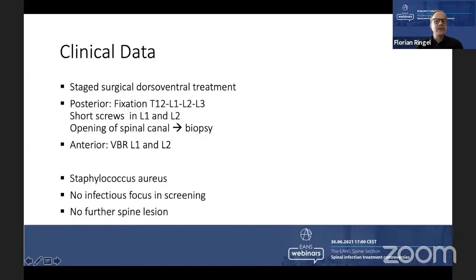We did a full screening looking for an infectious focus, but this was negative. We couldn't find a focus, and in the whole spine MRI, no further spinal lesion was found. She was set on an antibiotic therapy, targeted therapy, and had 12 weeks of antibiotic therapy, 2 weeks IV, and then an oral antibiotic therapy, and had a resolution of her spondylodiscitis. This is how we treated it.